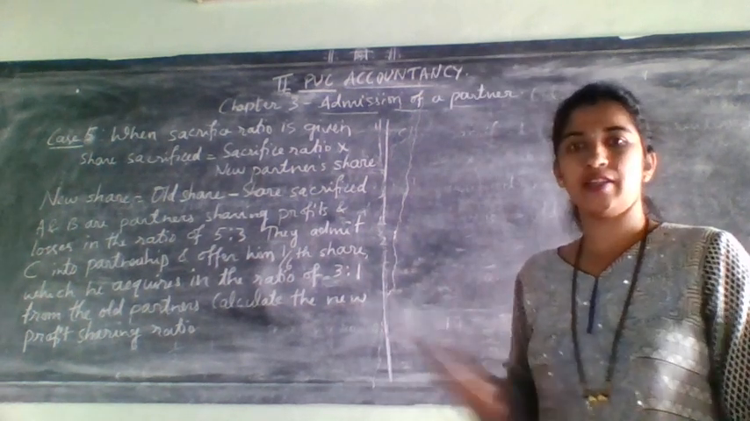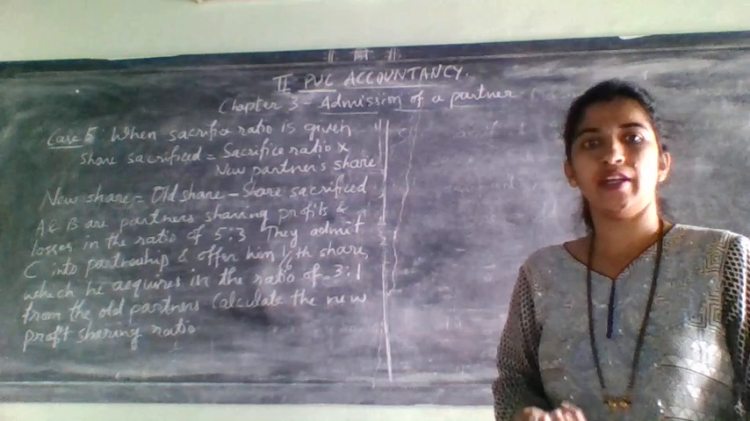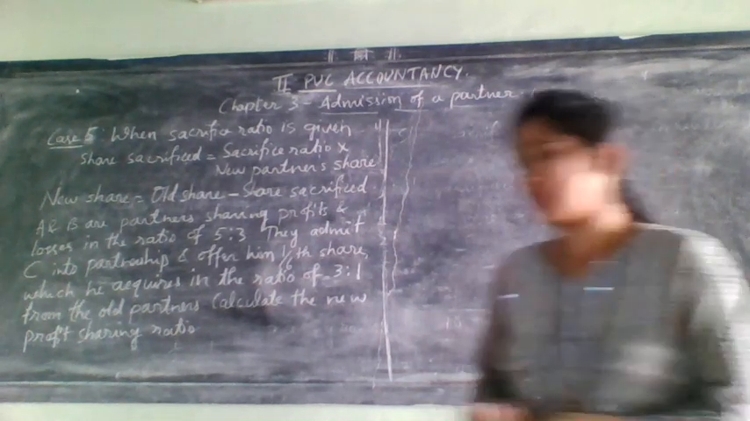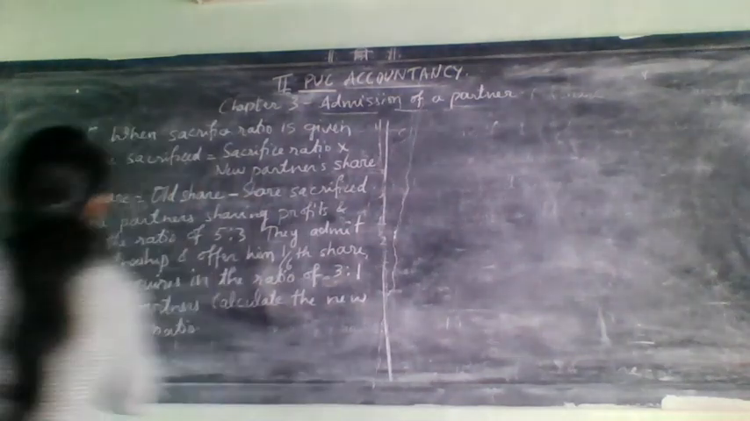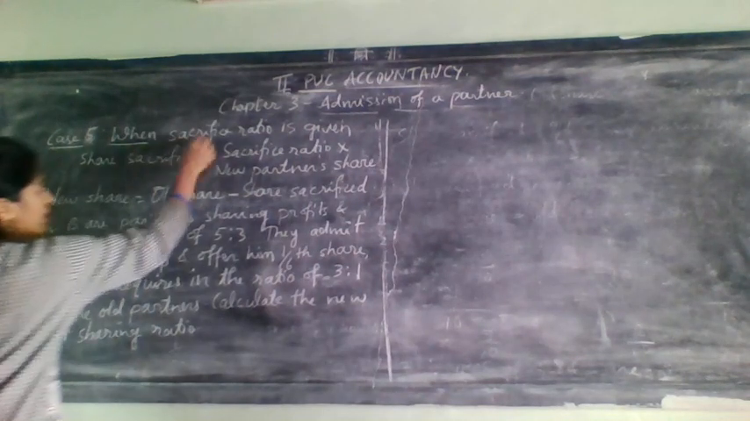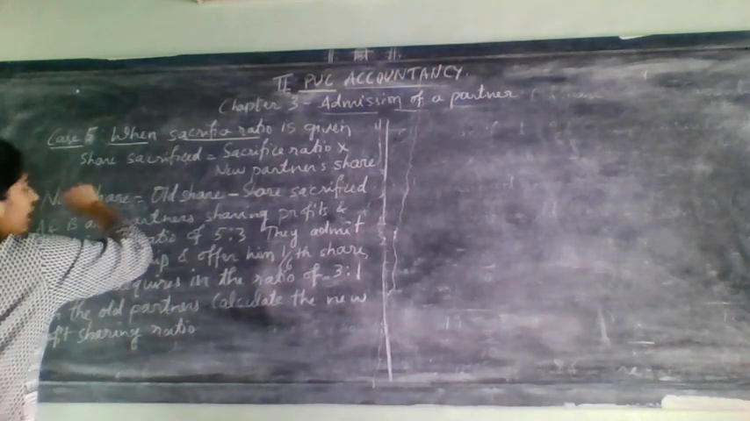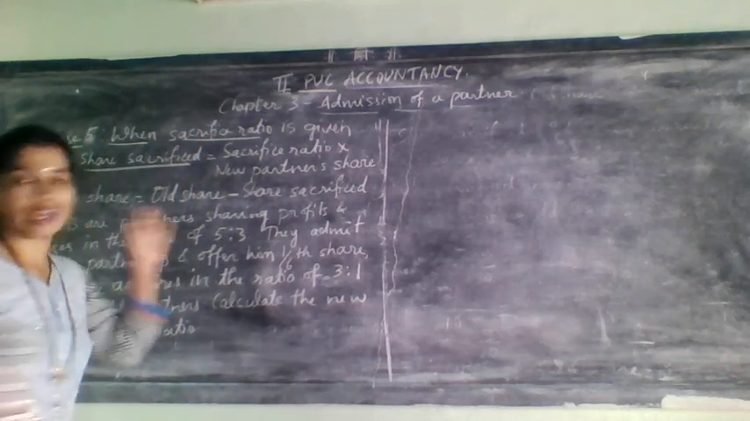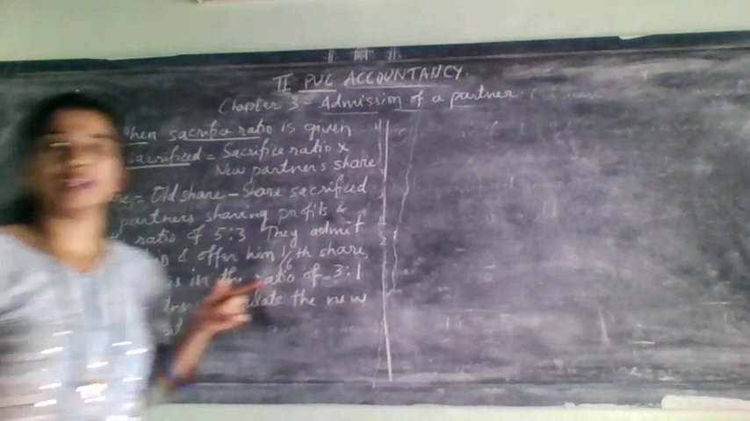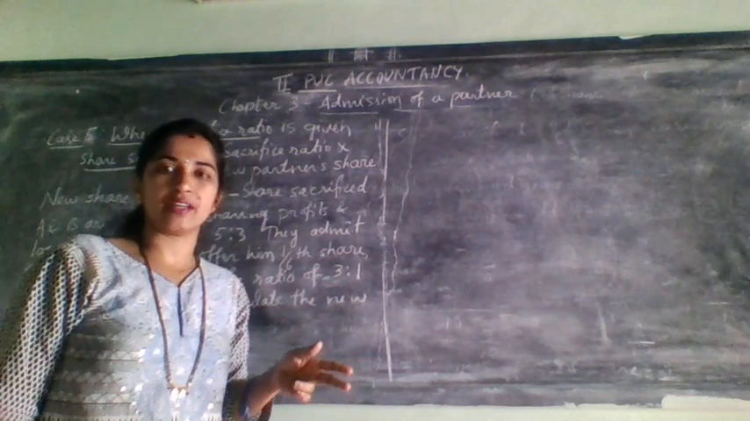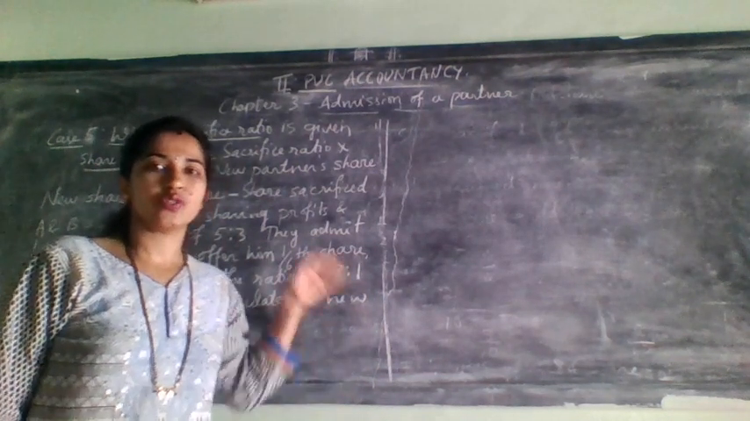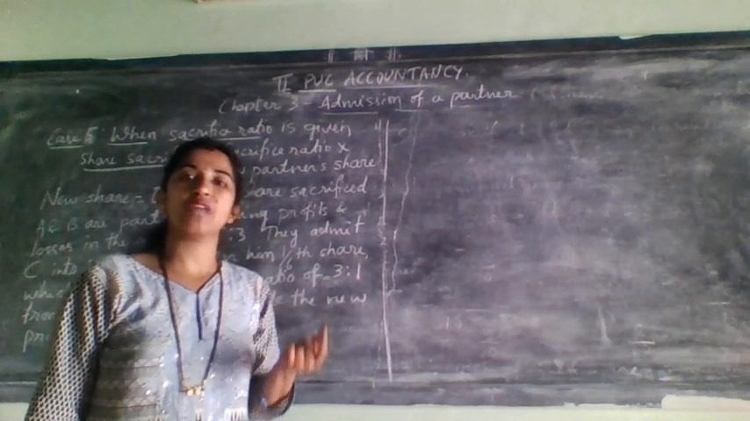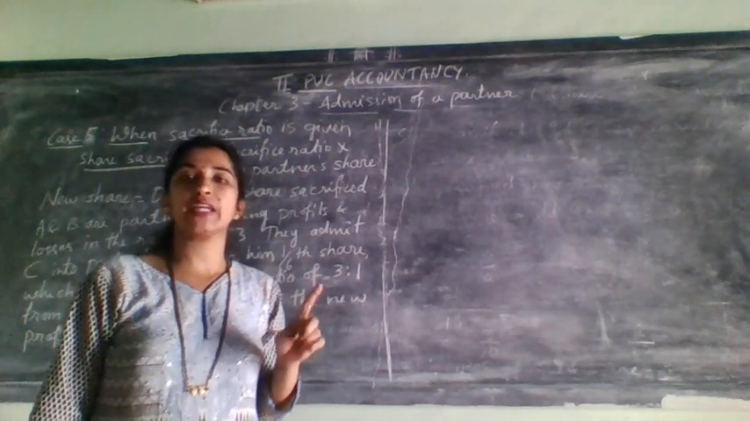This is the last case, that is case 5 in calculating new profit sharing ratio. In this case 5, they will give you only the sacrifice ratio, along with the new partner's share and the old ratio. See, when they give the share sacrificed, that becomes case 1.